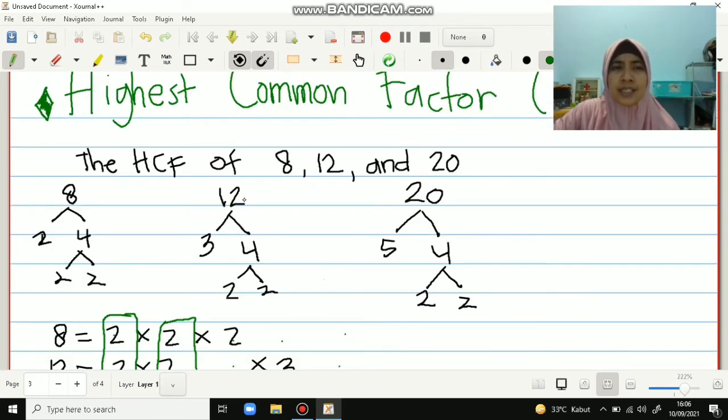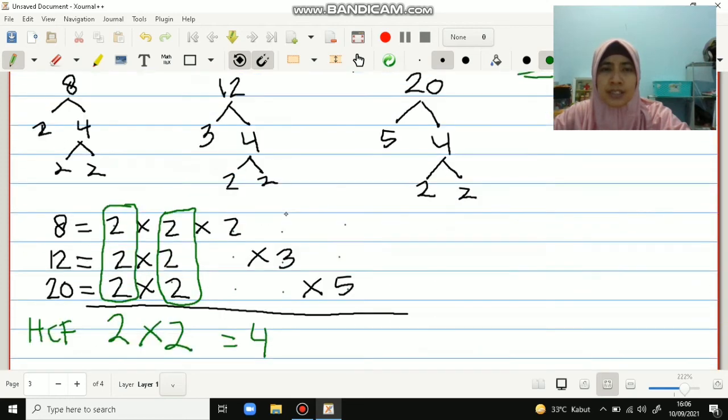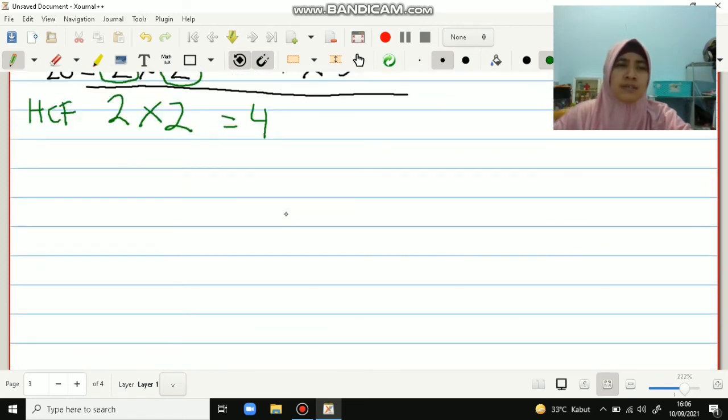Okay. So the HCF of 8, 12, and 20, the answer is 4. Because 8 can be divided by 4, 12 can be divided by 4, and 20 can be divided by 4. Okay? Is there another way to find the HCF? Yes. This is the first step, you can use prime factorization. The second one, another option, you can also use by finding all the factors.